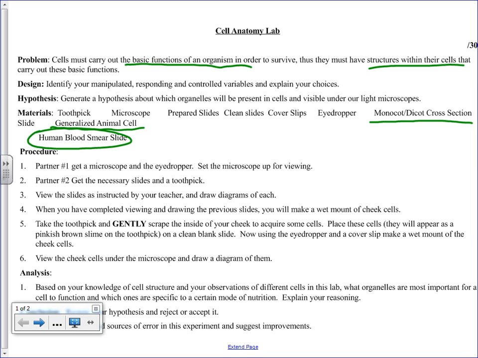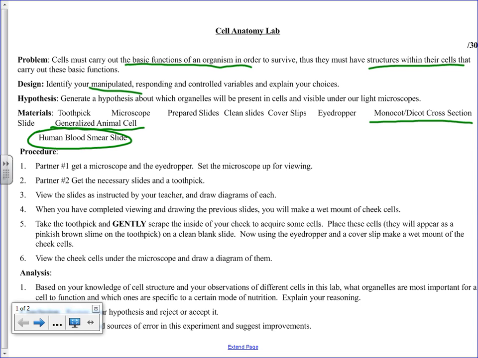Your variables. I did your design part here. Manipulated variable: what are we looking at? Different kinds of cells. It's important if we're going to compare them all, wouldn't you say? And the responding variable is what we're looking for in all of them. That part I will leave to you. The controlled variables, as Michael said, a lot of them can be the same as your microscopy lab because we're using the microscopes in the same way. But there's one more controlled variable that needs to be added.